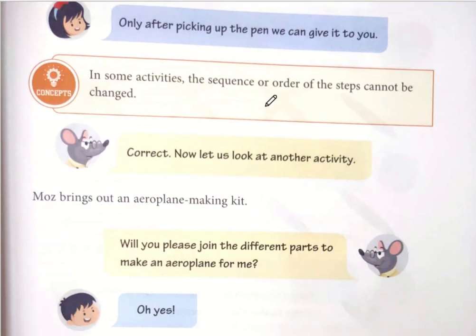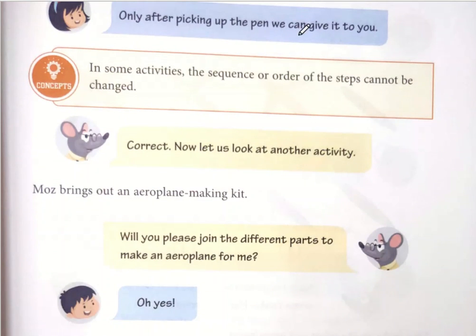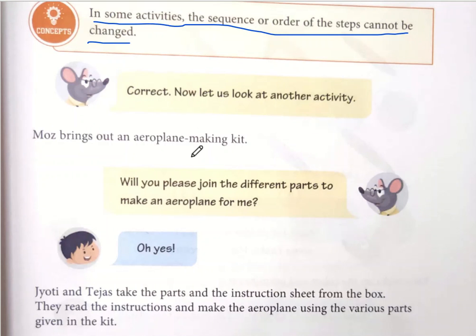Next page. Jyoti says, only after picking up the pen can we give it to you. Then the concept is, in some activities the sequence or order of the steps cannot be changed. In some activities we can change the sequence, but in some we cannot. So let us see what are those activities where we can change the sequence and where we can't. Then Mose replies, correct.